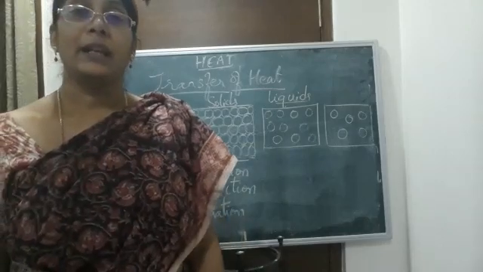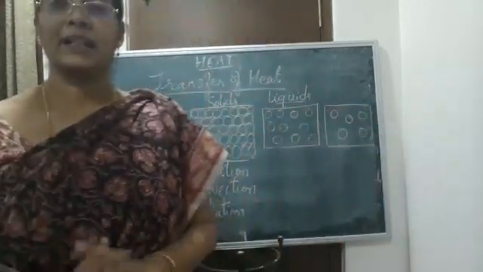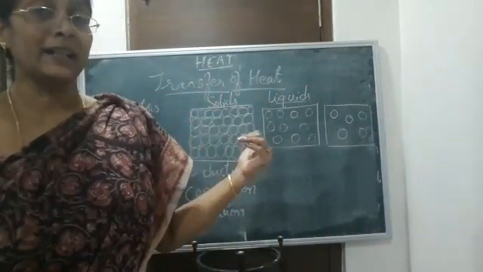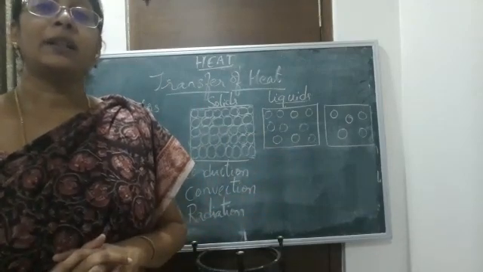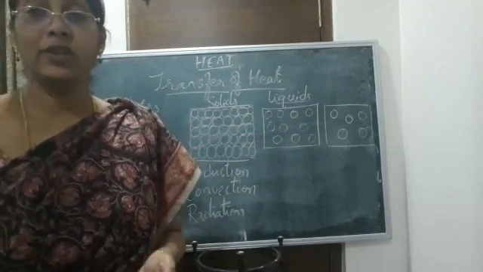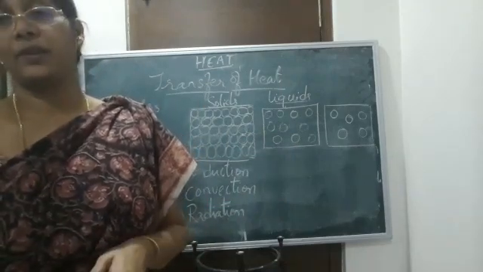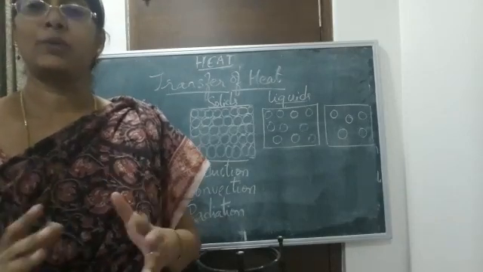Right. Now, I'll tell you one small activity. You have already learned this lesson, but this is only a revision. You have learned that there are three different types of heat transfer: conduction, convection and radiation. Okay. Do all objects allow heat to pass through them?